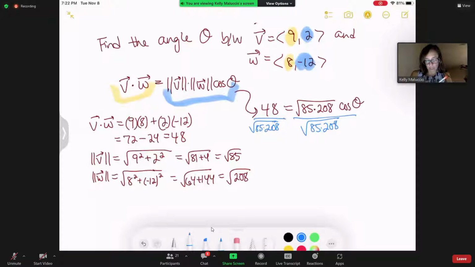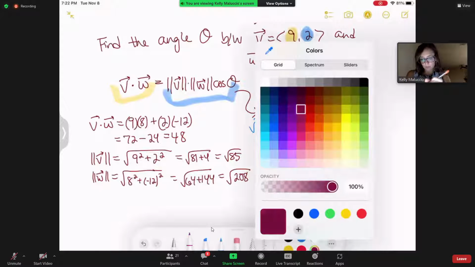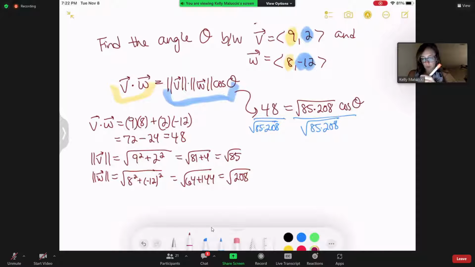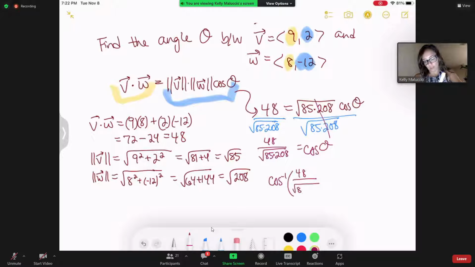And this is where we are going to get a decimal, right? So we'll have to figure this out. So these will cancel. We'll get cosine theta is 48 divided by the square root of 85 times 208. And so then we take the inverse cosine of both sides, right? So I'll do inverse cosine, and I'll probably keep all of this together. And this is going to equal theta.